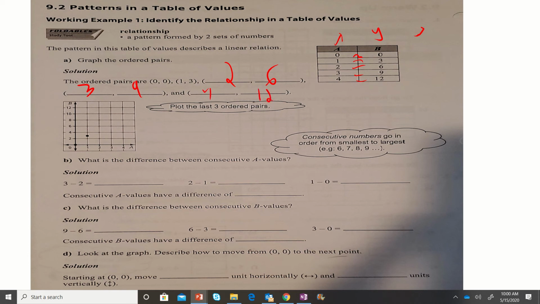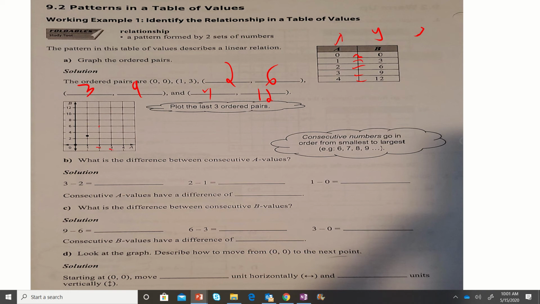Now it says plot the last three ordered pairs. So on your graph you'd go to 2 and 6, you'd go to 2 on your x-axis right here, and 6, and you would make a dash, or a dot. My stuff's not very neat right now because I'm doing it on a laptop. 3 and 9 is next.